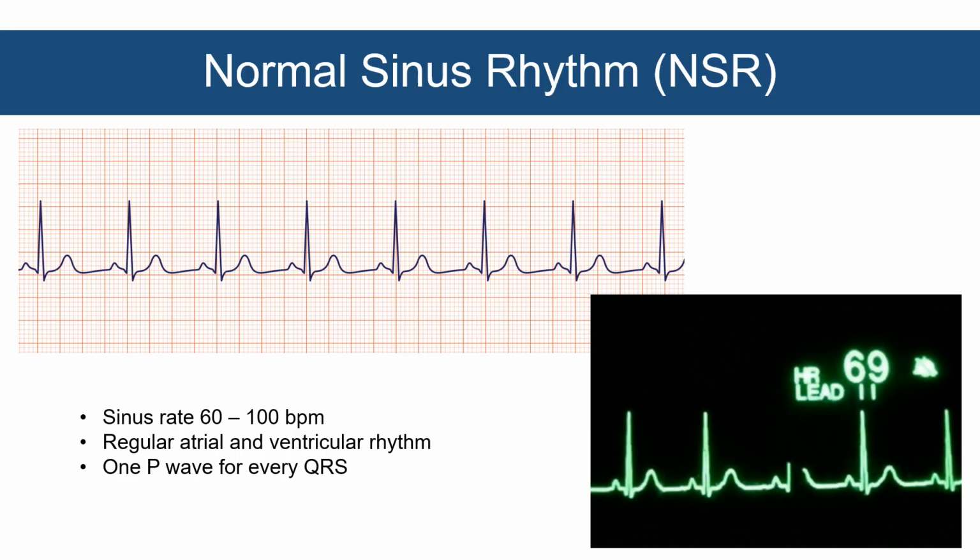Here we have normal sinus rhythm. So this is going to be an electrical impulse that originates in the sinoatrial node. The rate is going to be between 60 and 100 beats per minute. So let's count it.